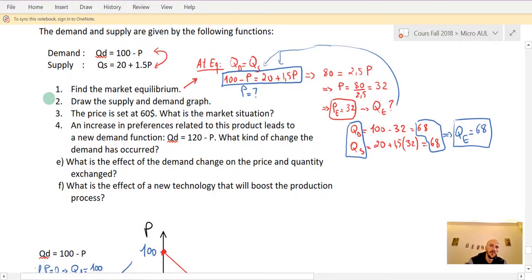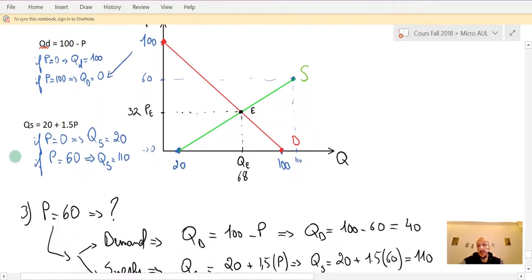An increase in preferences related to this product leads to a new demand function. So now we have a new demand function. And here you can see that the change is other than the price or the quantity. So it's another factor. And usually when another factor changes, it will shift the demand curve. So here you have to expect a shift in the demand curve. That is the most important thing. First of all, you have a shift in the demand curve. And then another thing, you can plot this new demand and see what kind of change the demand has undergone.